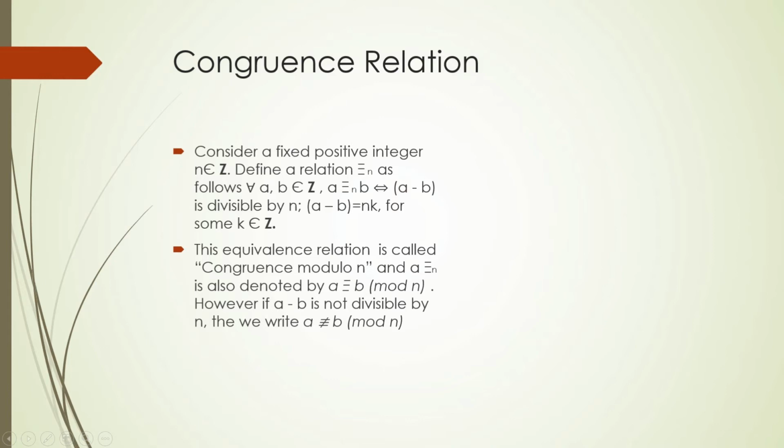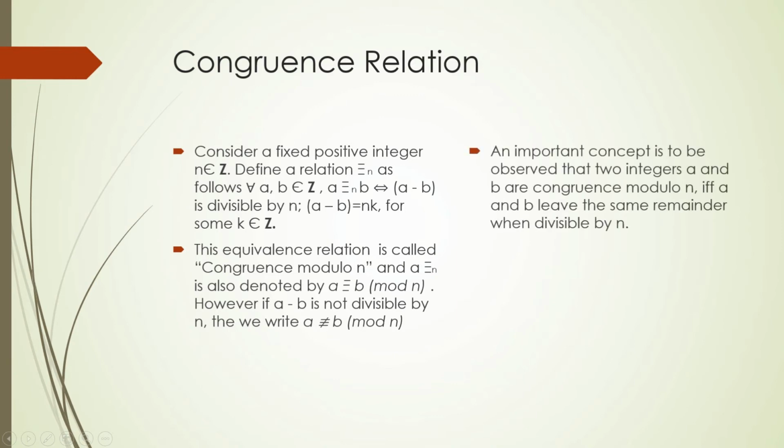Okay. However, the most important part is, if A minus B is not divisible by n, in case this relation that we defined, divisible by n, fails, then you write A, B are not congruent modulo n, that is similar to a not equal to sign, mod n. Okay.